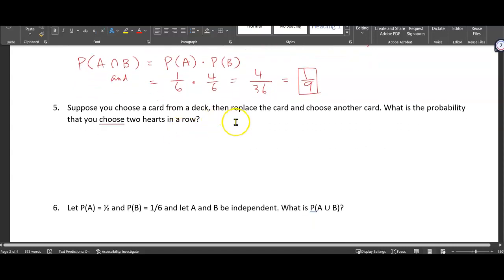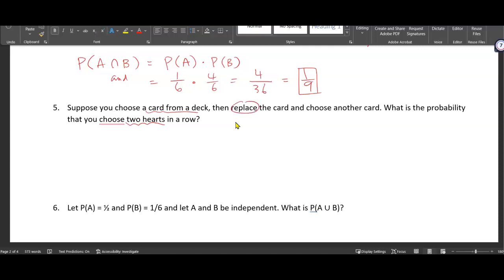All right. So number 5. Okay, so we are choosing 2 hearts in a row, right? So for the first one, I'm going to choose a card and then replace it. Replace it means I put it back, right? So there's 52 cards in a deck of cards. Remember we showed you the deck of cards? So 52 cards, diamonds and hearts and then clubs and spades, they all have 13 each, right?